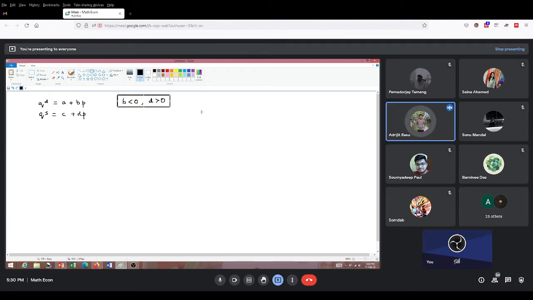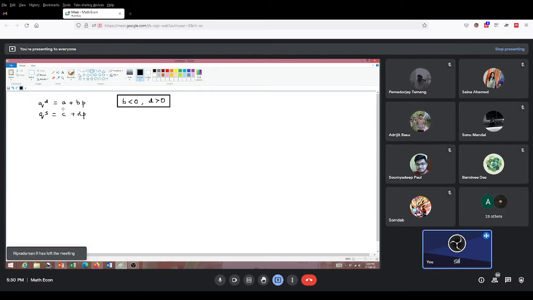B will be negative. Sorry? Beg your pardon. I was just telling, sir, if it is a normal demand curve, then B will be negative. Yeah, negatively sloped. And can you tell me what is the relation between A and C?